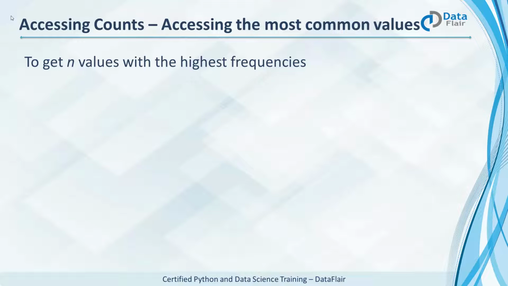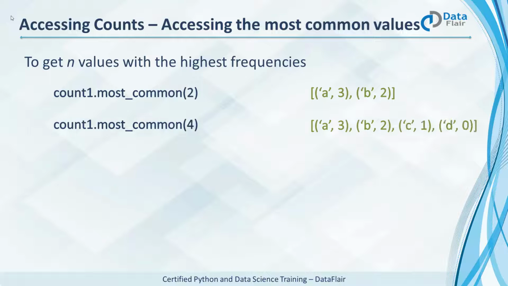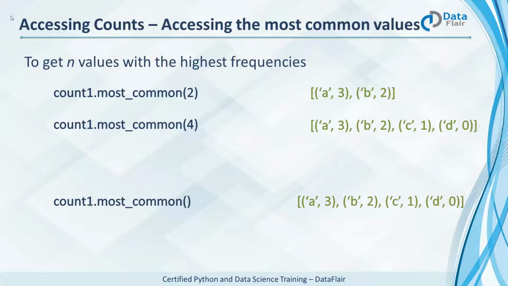But since a counter counts values, it also lets us access the n most common values. The 2 most common values are A and B in order. The 4 most common are A, B, C, and D. Without an argument, the most common method returns all items and their frequencies, but in descending order.